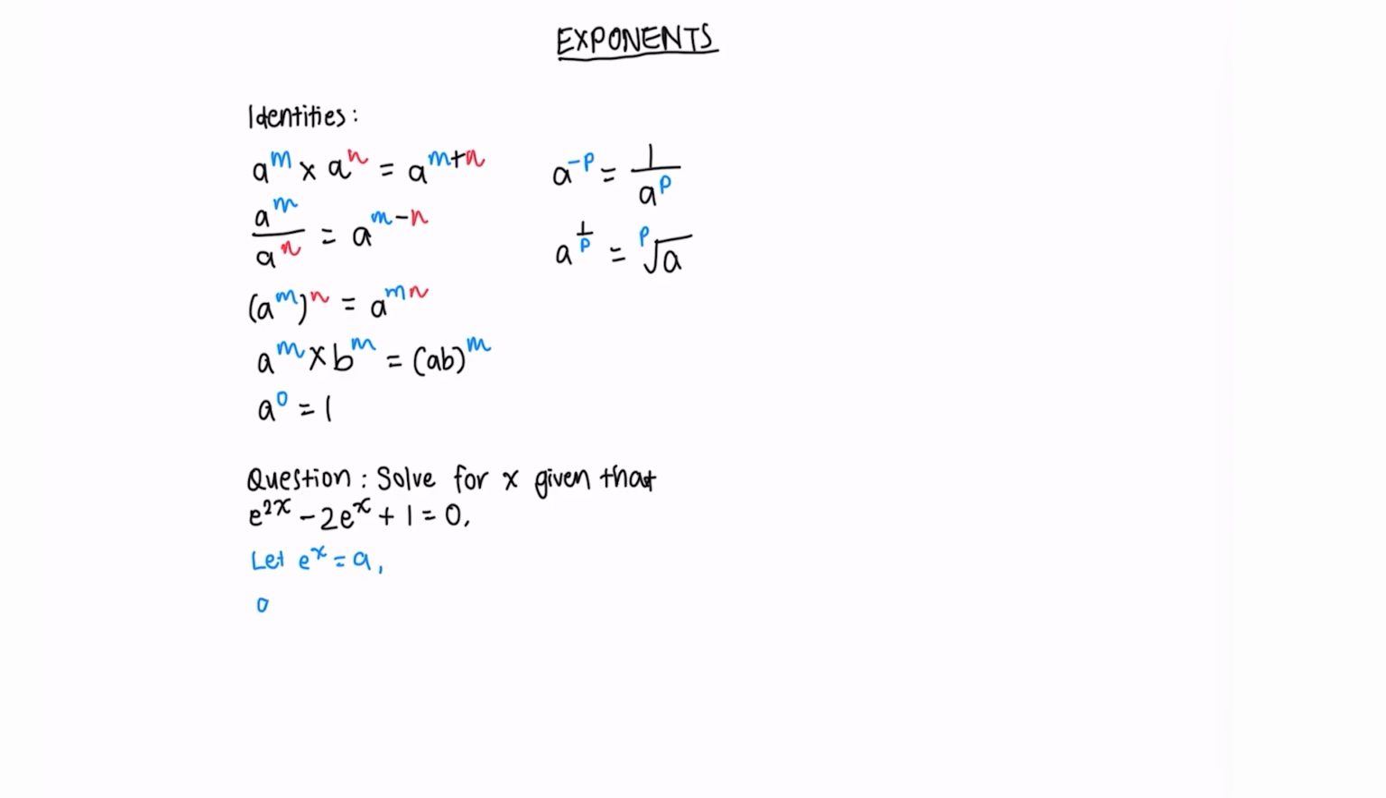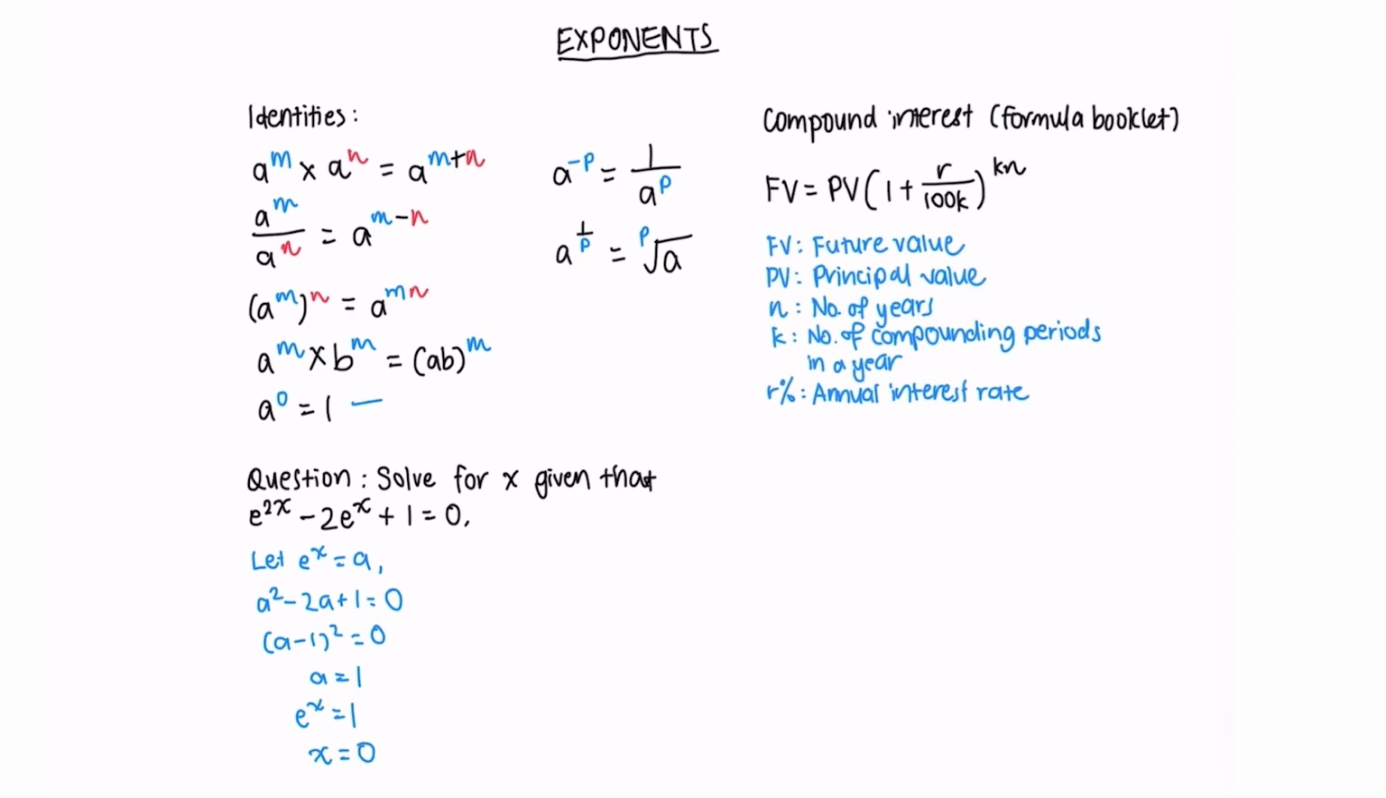So we can write this as a squared minus 2a plus 1 equals 0. And after we factorize it, we get (a minus 1) squared equals 0. This means that a equals 1, and a is just e to the power of x, right? So e to the power of x equals 1, and we know from this that x has to be equal to 0.